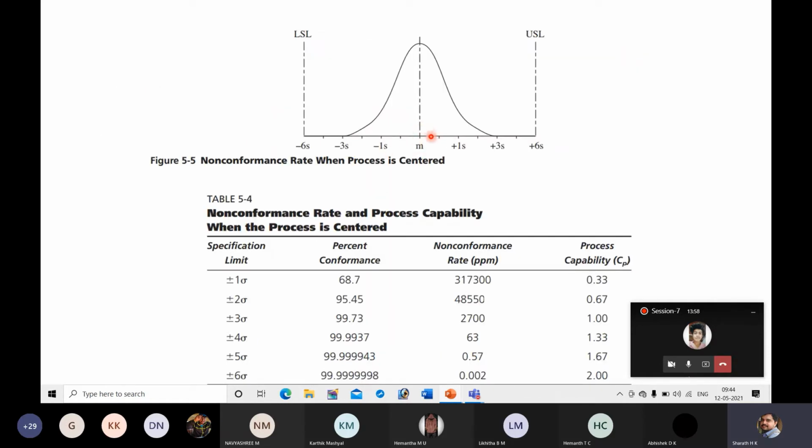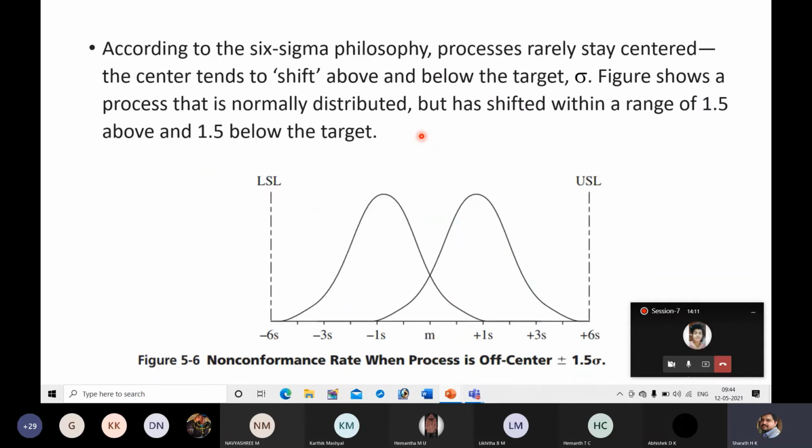If they stay centered, that is good. We can get most of the products and most of the components manufactured to the target, if we are able to get the median and mode at the center. But practically, processes rarely stay centered. The center tends to shift above and below the target.